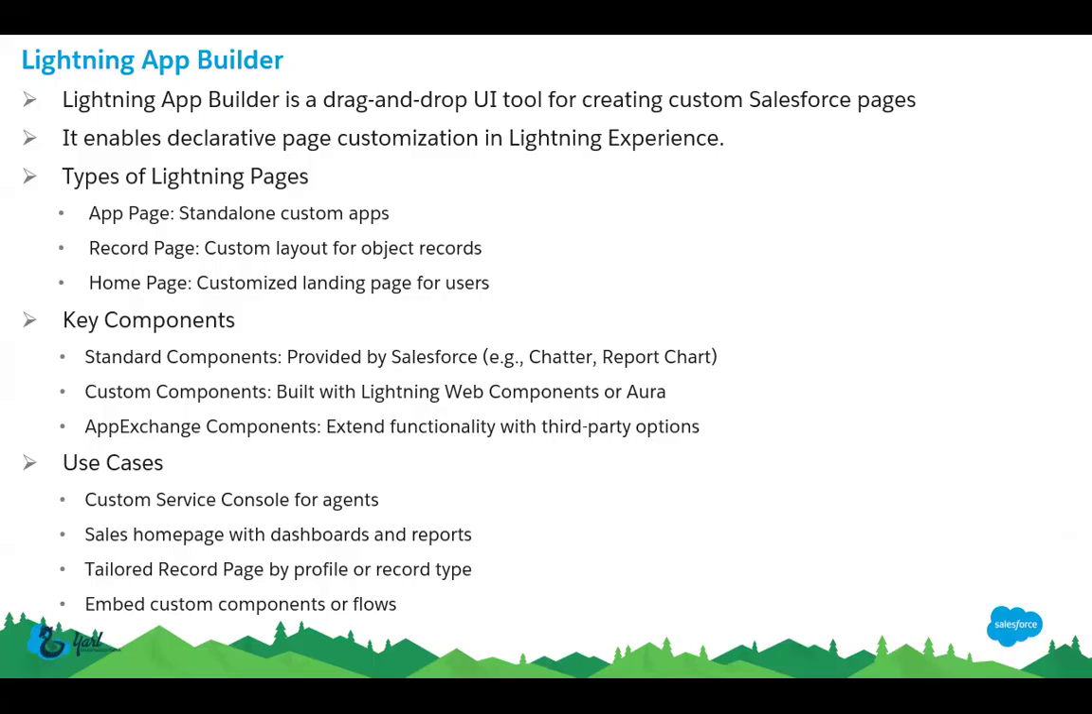Sorry. The third one is home page. This is the customized landing page for users. If you remember, whenever we were opening the sales application, there was a home page, right? You remember? That is the landing page. So that's home page. So you can create these three types of Lightning pages from Lightning App Builder.